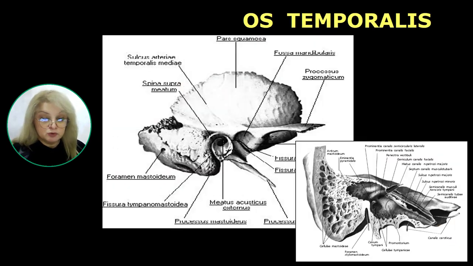The temporal bone is quite an intricate type of bone, consisting of different portions and having very many canals inside for passage of nerves, arteries, and veins. Also, the part called the mastoid process has spaces inside called cellulae, where the air is present.